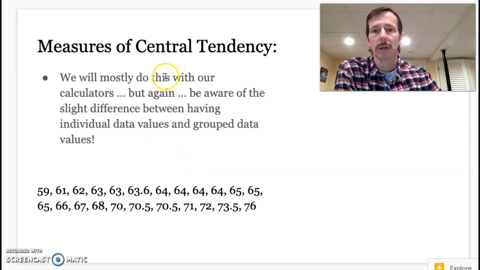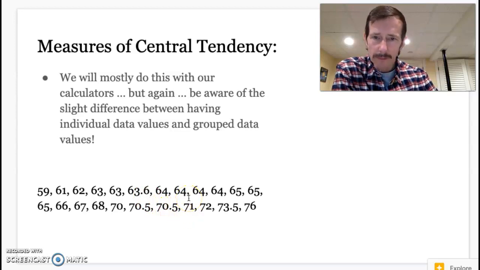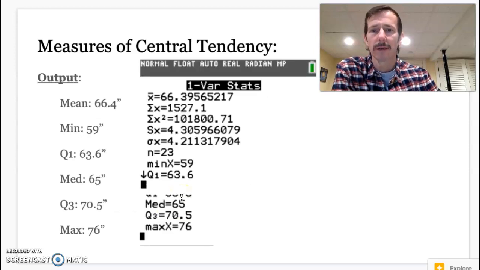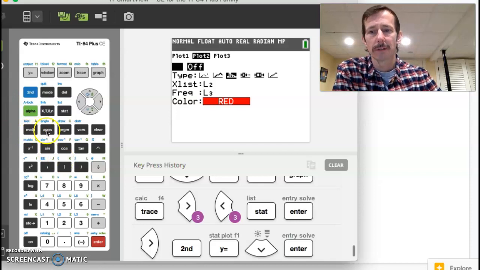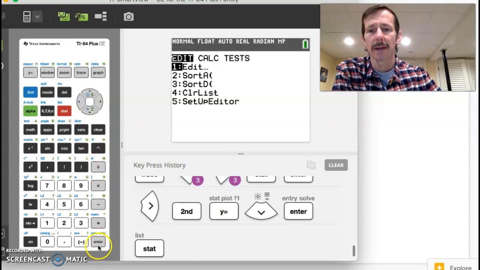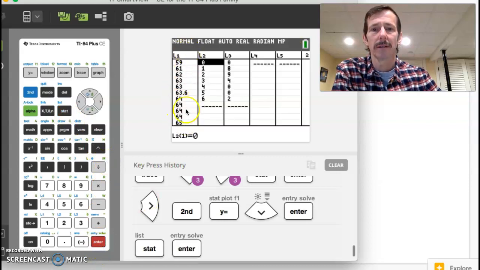So to do central tendency, trust me, you're going to use your calculator to do it. And again, there's a small difference in how to do it between having individual pieces of data and group data. This data is our heights, and it's already in our calculator. So if we want to calculate the actual value of all of our numerical summaries, hopefully it's still in yours as well. If it wasn't, you would again, just as a reminder, hit Stat Edit and put all your data in. Mine's already in there.